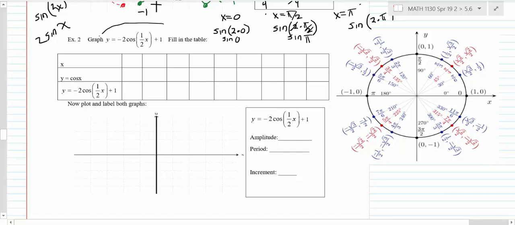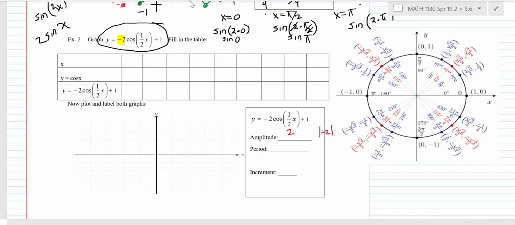Let's go ahead and do this one. We're doing -2 cosine 1/2 x. So the first step is, tell me what the amplitude is, just by looking. Okay, it's +2, right? It's always positive, remember that. So the absolute value of -2 is 2, all right? So that tells you that the graph's going to change this way, in the y direction.